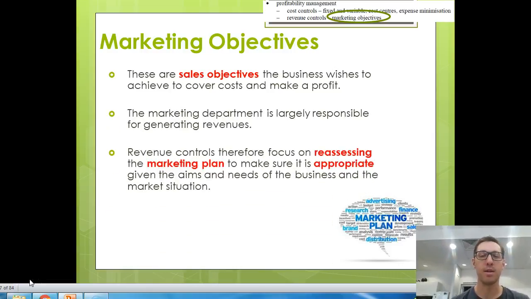This really comes out of the marketing department, and it's about reassessing the marketing plan. So having a look to see what marketing plan is currently in place and does it need to have changes made to it, and make sure that those changes are appropriate given the aims and needs of the business from the context of profitability.